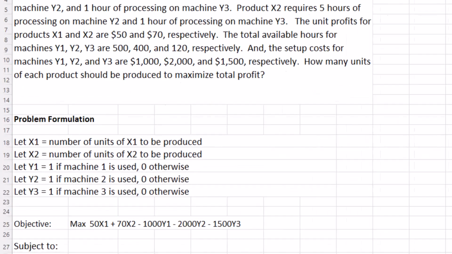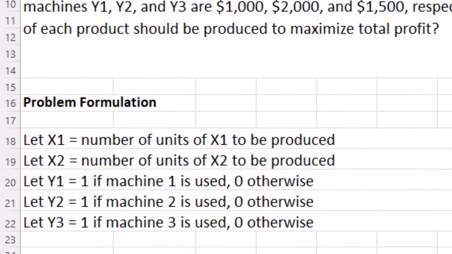Now let's look at problem formulation. We are going to use the two decision variables X1 and X2, where X1 will be the number of units of X1 to be produced and X2 will be the number of units of product X2 to be produced.